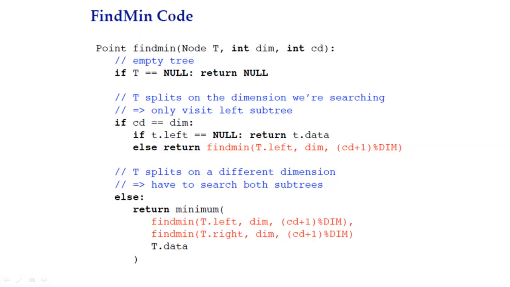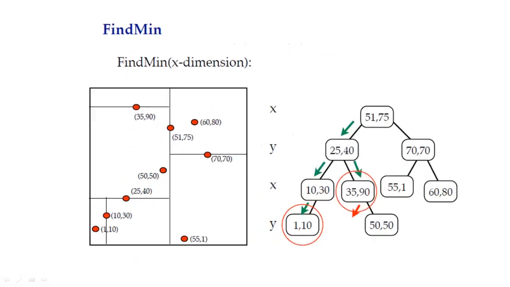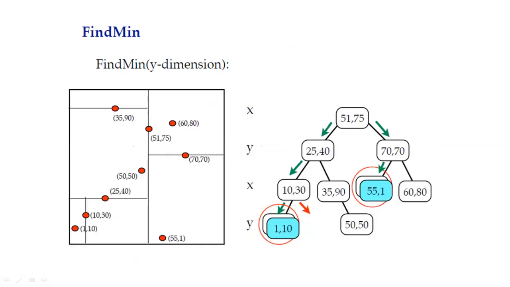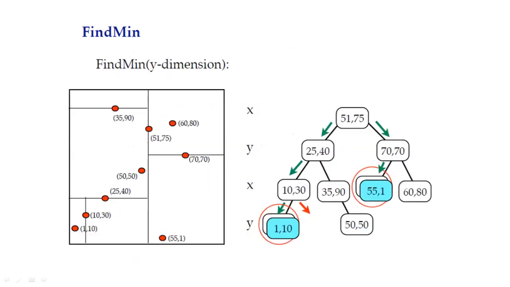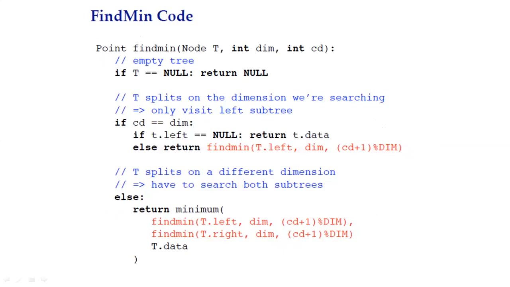And the next possibility is that the current cut dimension will not match with the given dimension. That is the last case. Here we need to continue on both the sides, so we call find minimum both on left and right subtree. Remember that every time you have to increment this cut dimension by 1, and mod dim will ensure that it remains in the range of dimensions. Okay, so this was the find minimum algorithm.